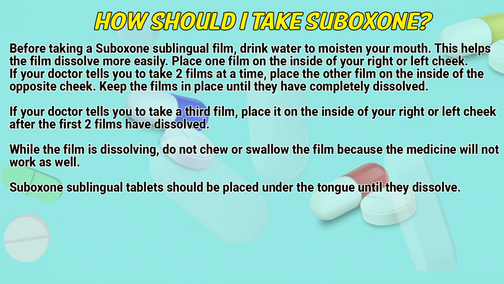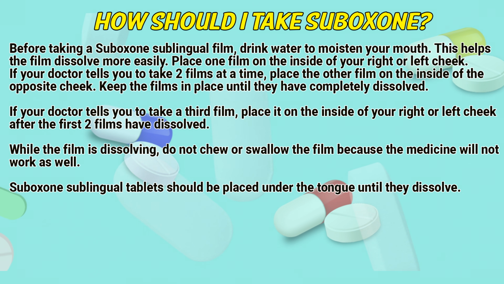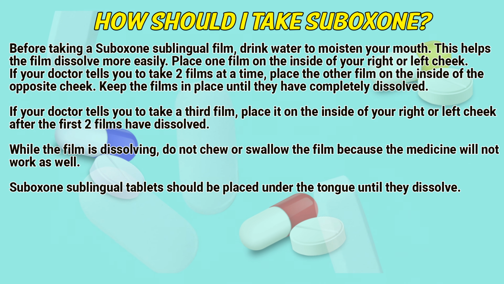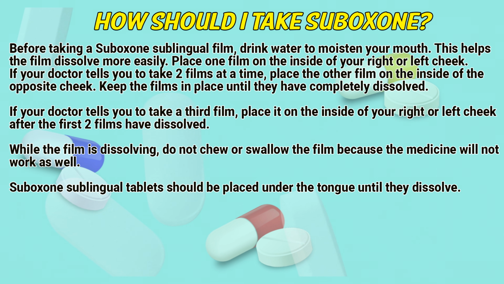If your doctor tells you to take a third film, place it on the side of your right or left cheek after the first 2 films have dissolved. While the film is dissolving, do not chew or swallow the film because the medicine will not work as well. Suboxone sublingual tablets should be placed under the tongue until they dissolve.